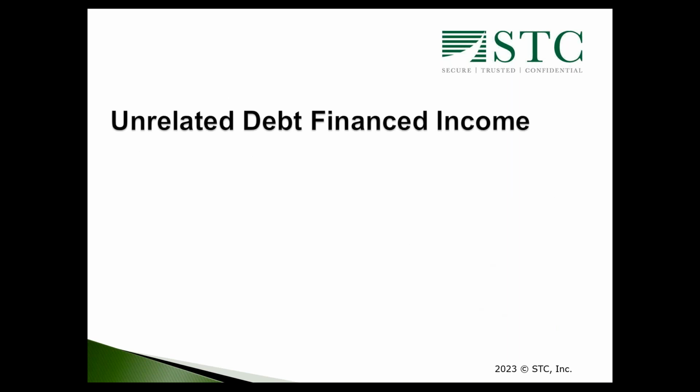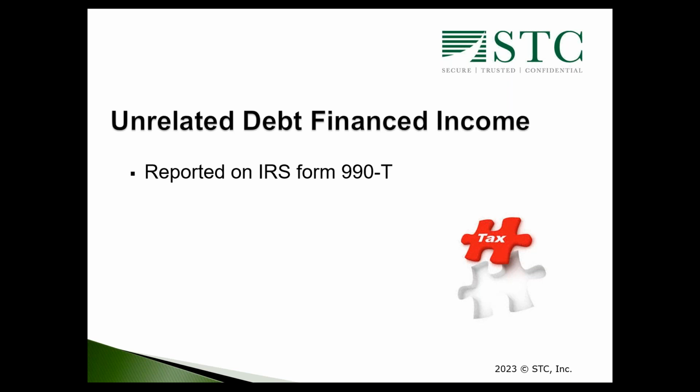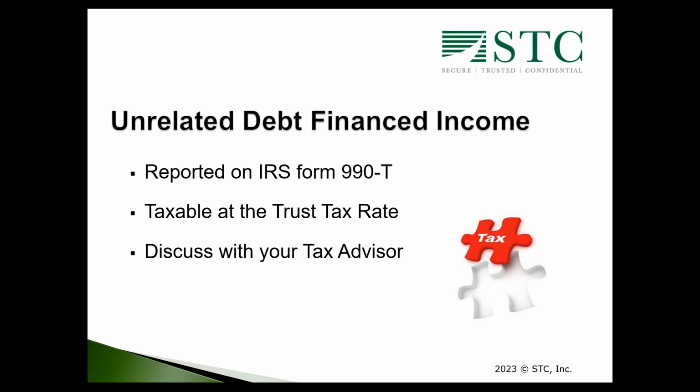Now, unrelated debt financed income is taxed, and it is reported to the IRS on Form 990-T. Again, it's taxable at the trust tax rate, and we recommend that you discuss this with your tax advisor so that you can be sure you understand how this operates. And when this comes into play in your retirement account, we give you and your tax advisor all of the documentation to be able to fill out the 990-T. We can't fill that out for you. We can't do your taxes, but we can give you all the necessary information.